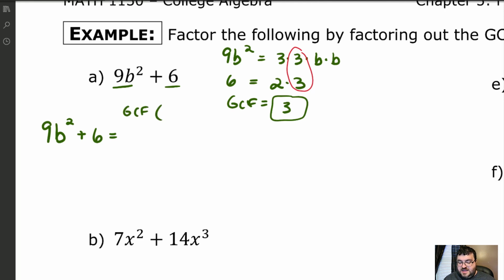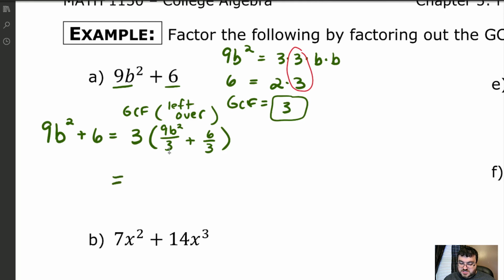And then inside a set of parentheses right beside it will be what is left over when you divide out the GCF. So we know that a 3 is going to be factored out, beside the parentheses. And then we need to figure out, when you divide 3 out of 9b squared, what is going to be left behind? When you divide 3 out of 6, what is going to be left behind?